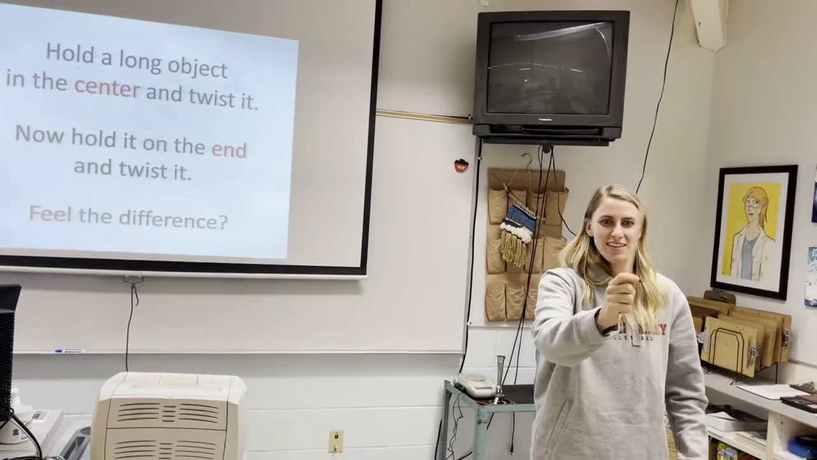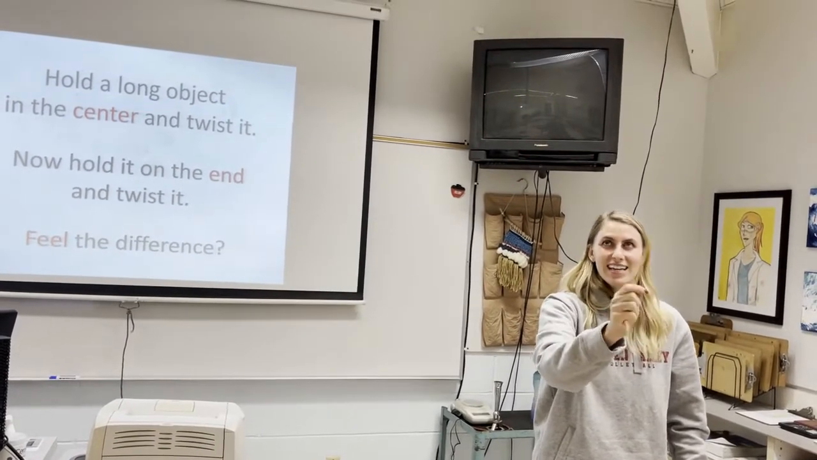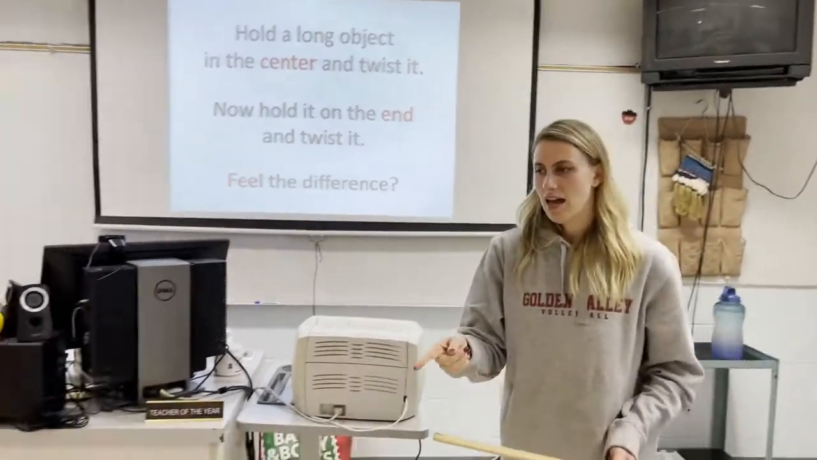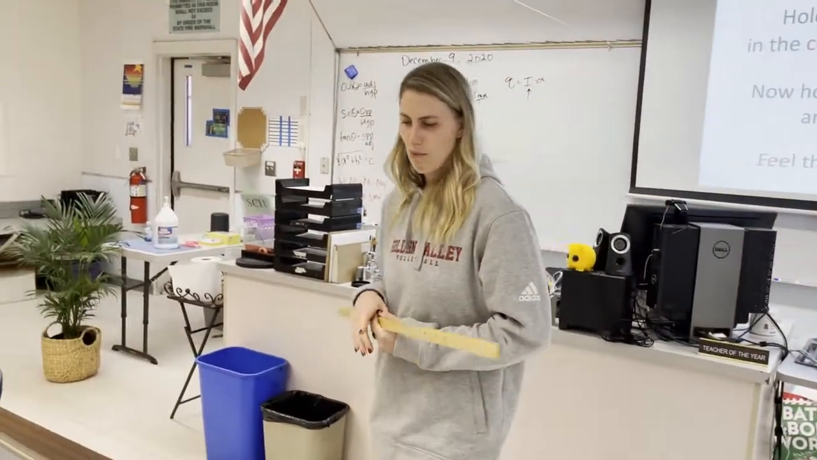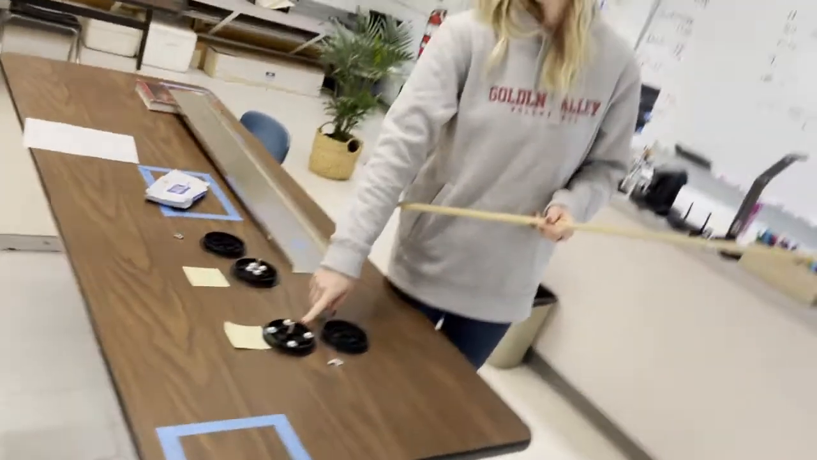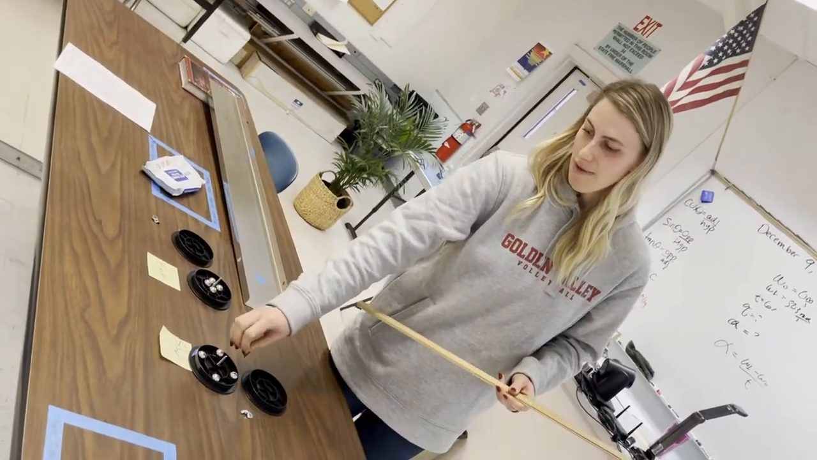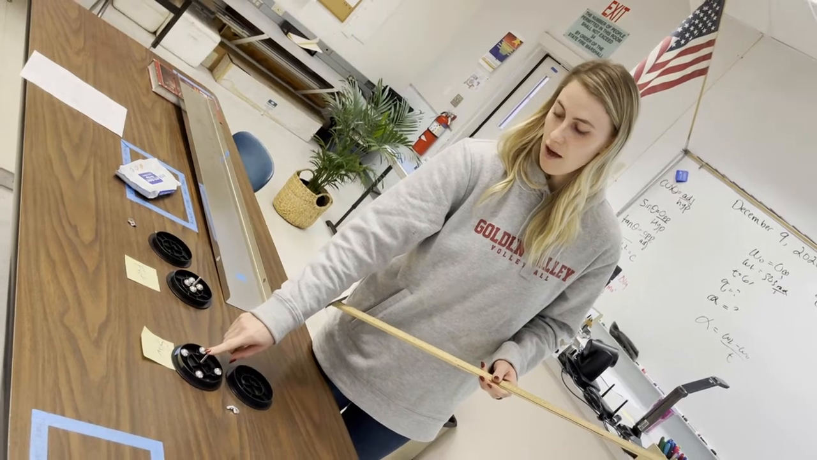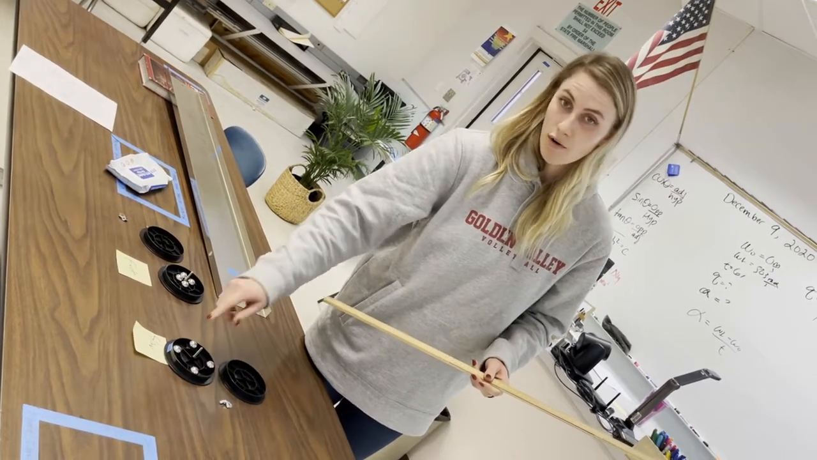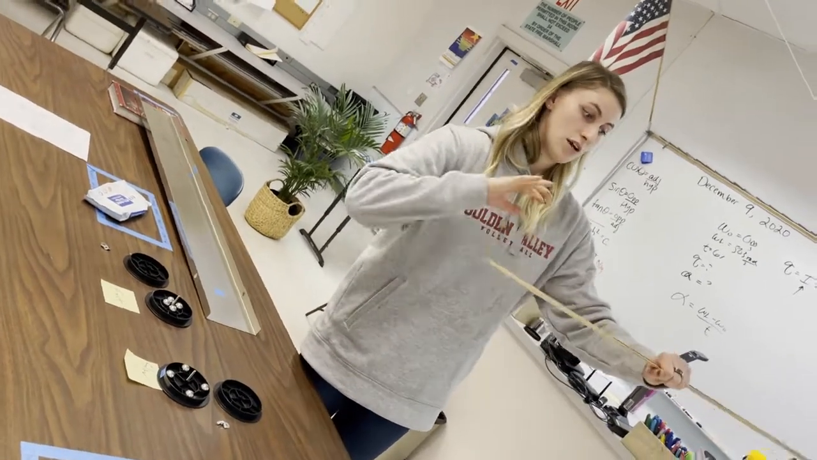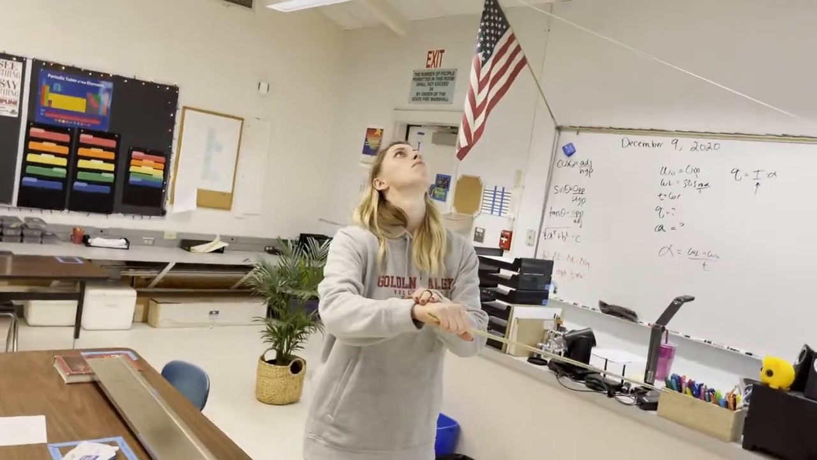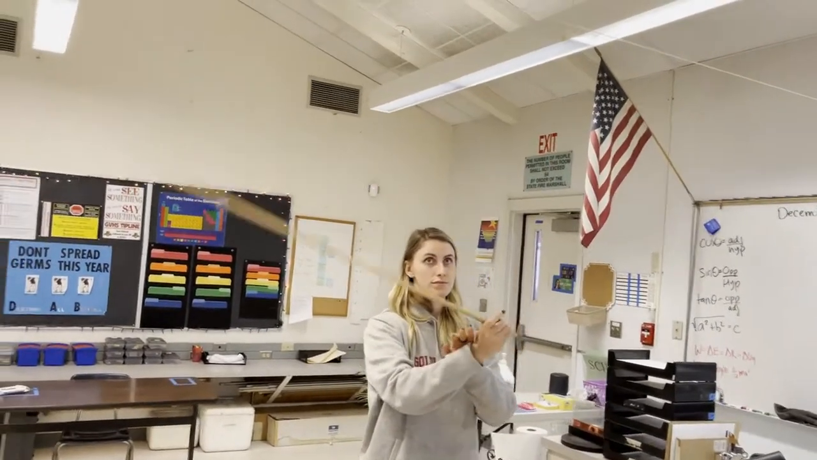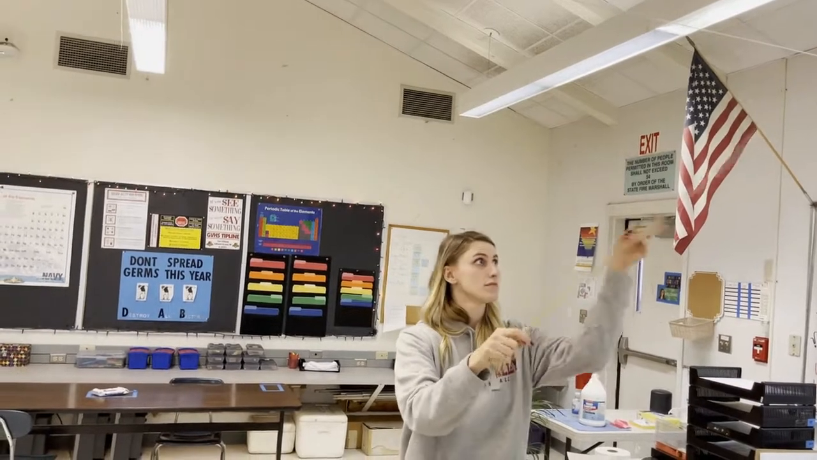Feel the difference? She's a pretty strong person, but that's slower than when you hold it in the middle. If you're doing this at home, you should be able to feel it too. Why? The masses were further apart from the center, the axis of rotation, so they went slower. Her hand is the axis of rotation, and you've got a bunch of mass that's farther away. When you hold it in the center, what's different?